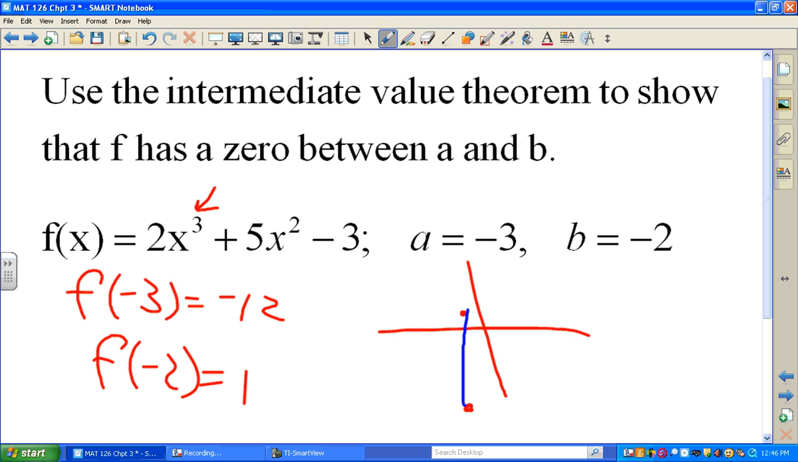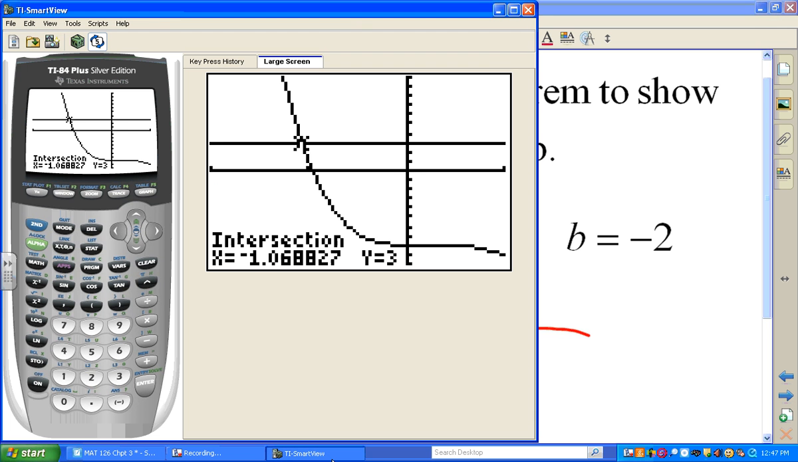And when you connect them, if you go from a negative y value to a positive y value, what does y have to equal at some point? 0. Does that make sense? Does it? Okay, let's go to the calculator.